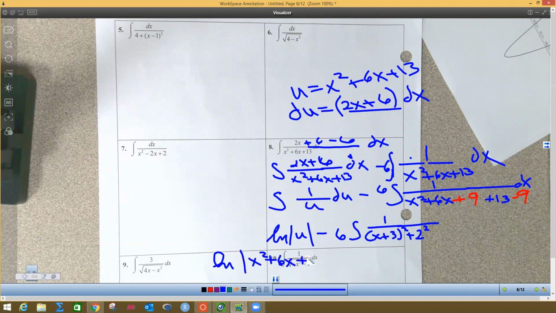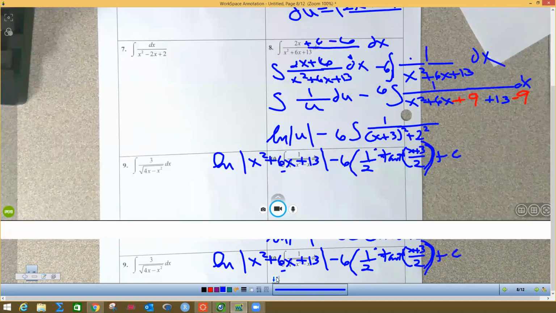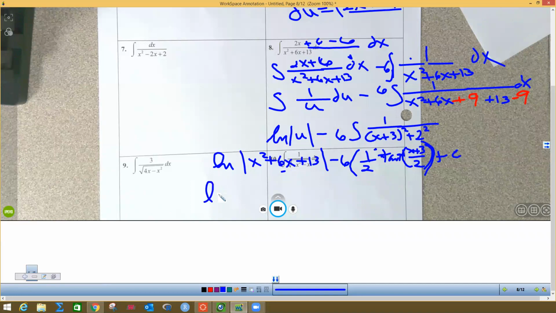back in for the u, because you want your answers in x values. And then I'm going to do my 1 over a times the arctan, or inverse tan, of u, which is x plus 3, all over a, which is 2, and then that's plus some c. And you should probably go ahead and reduce that negative 6 and 2. So that's a long answer, man.